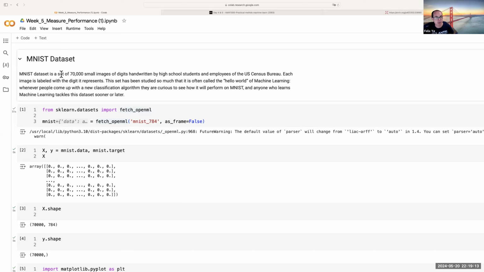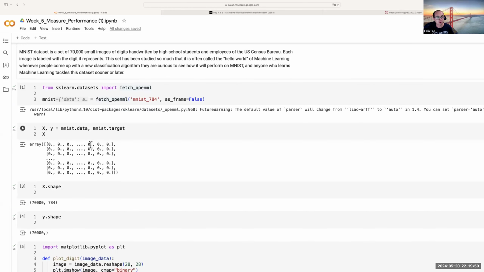This is a very classic data set called the MNIST data set. It has 70,000 images, each 28 by 28 pixels. It has been studied so much that it is basically called the hello world of machine learning. If someone comes up with a new classification algorithm and is curious how it performs, they will run it on MNIST to see how good it is. So this is a very standard data set, and you can download it right here.